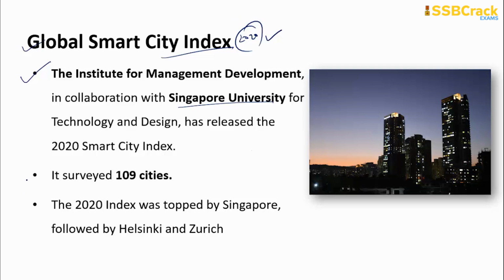It surveyed over 109 cities, and it was topped by Singapore. Singapore is at first position, the smartest city around the world. Second is Helsinki, and third is Zurich. So these are the top 3.